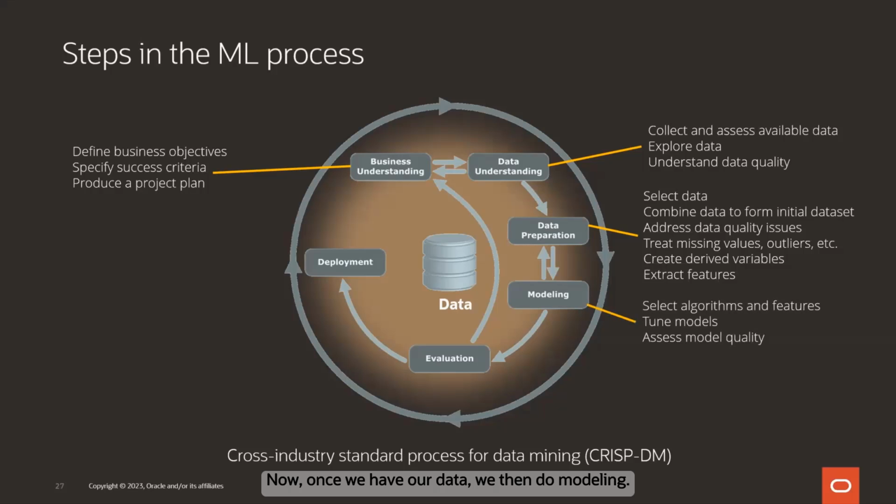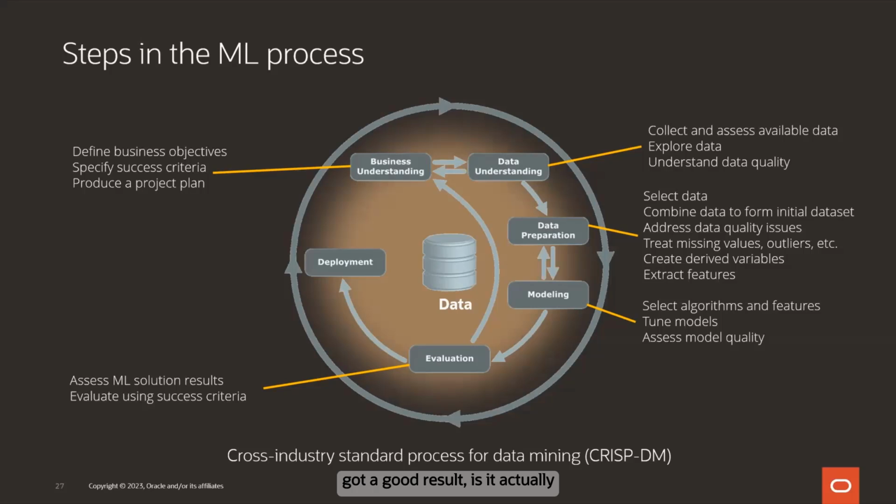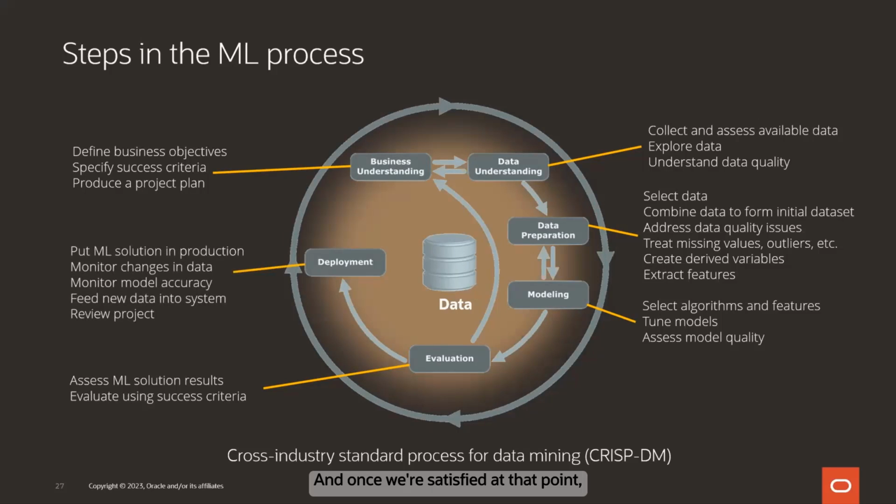Now, once we have our data, we then do modeling. And this is where the quote unquote fun part starts, right? We have different algorithms. We have a certain set of features that might be relevant for those. We need to tune those models and assess the model quality. And for tools like the AutoML UI that automates this specific aspect of it, it makes that so much easier. And that's what we're going to talk about in a little bit. Assess the machine learning solution results and evaluate them against the success criteria, because it's really key to know that even if we got a good result, is it actually going to solve our problem? And once we're satisfied at that point, putting that in deployment.